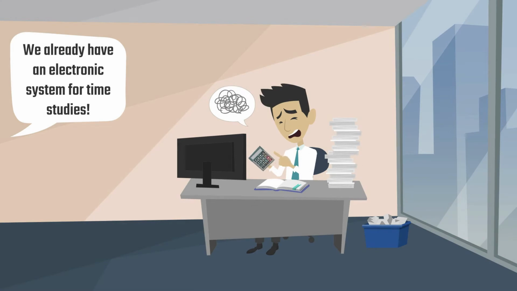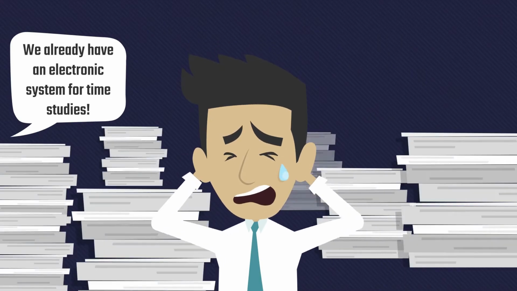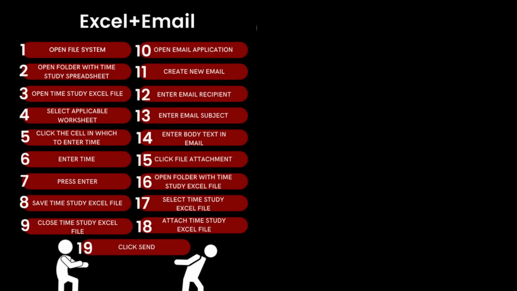Microsoft Access and Excel are electronic. A pocket calculator is electronic. But none of them were designed for time studies. Let's see the difference for ourselves. On the left, you can see all the manual steps required to complete a single time entry using a standard electronic system combining Excel and email.